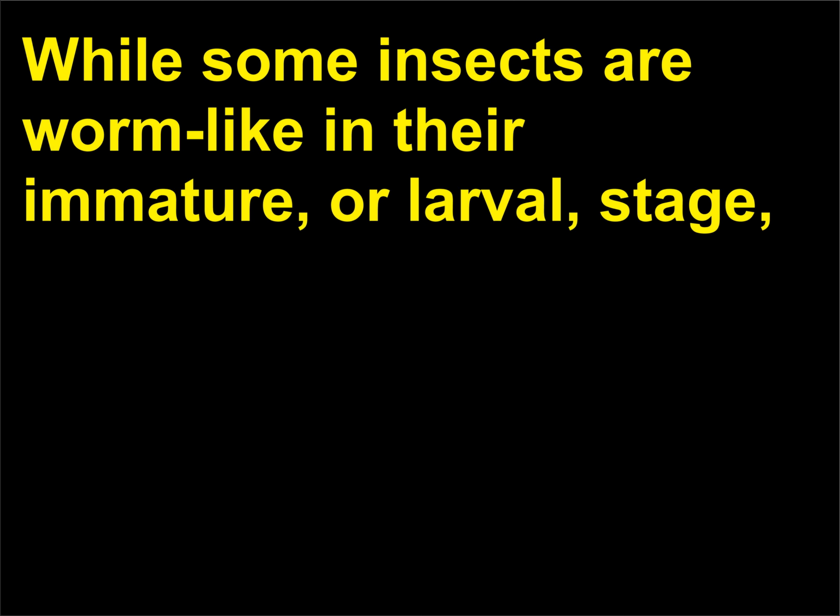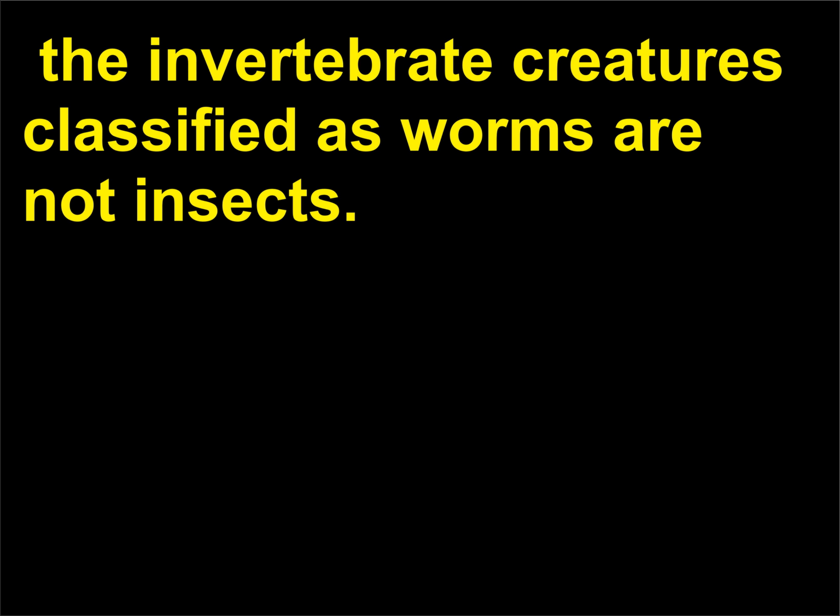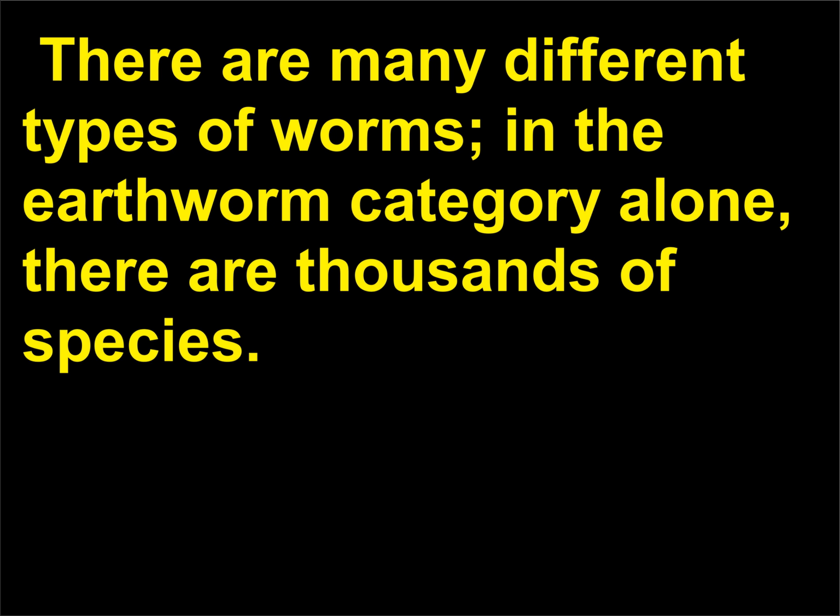While some insects are worm-like in their immature, or larval, stage, the invertebrate creatures classified as worms are not insects. There are many different types of worms. In the earthworm category alone, there are thousands of species.